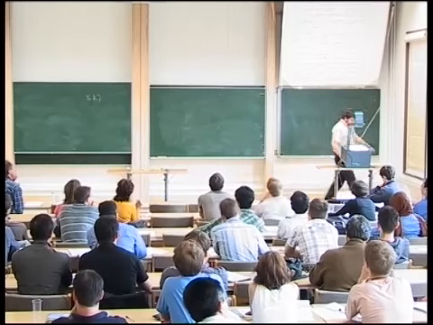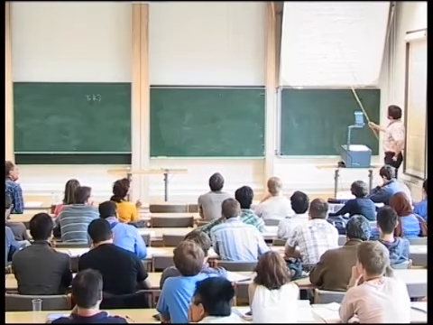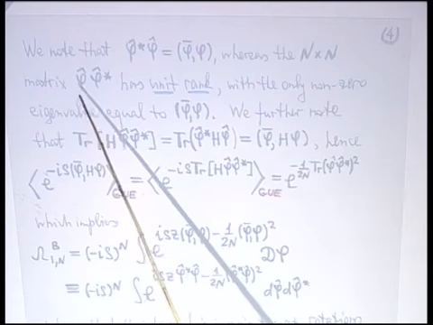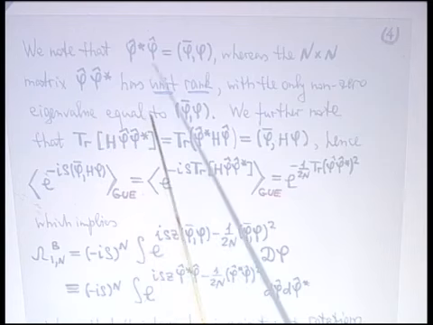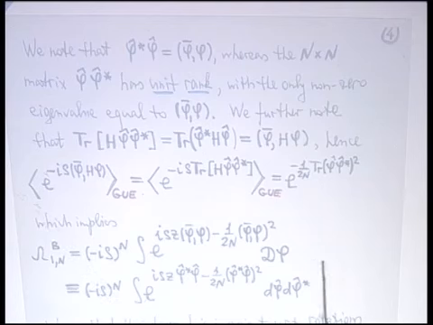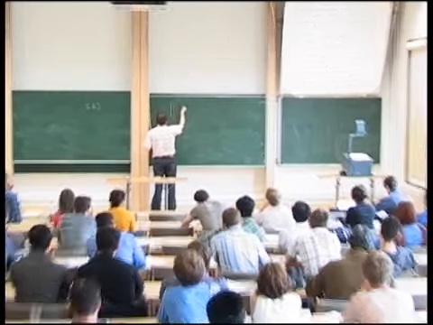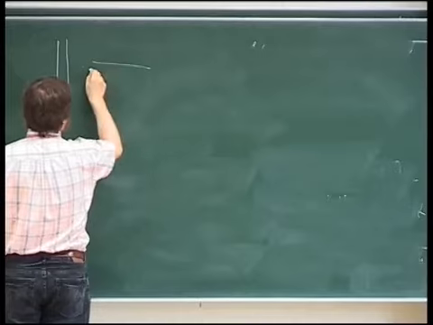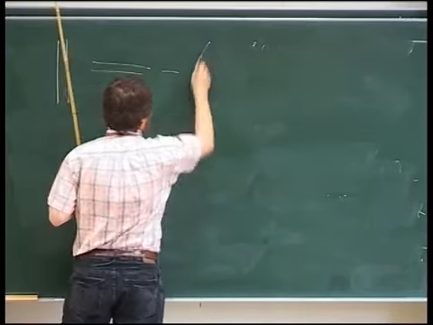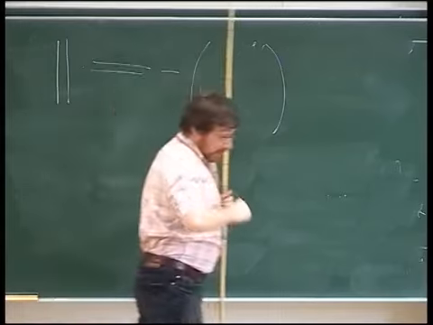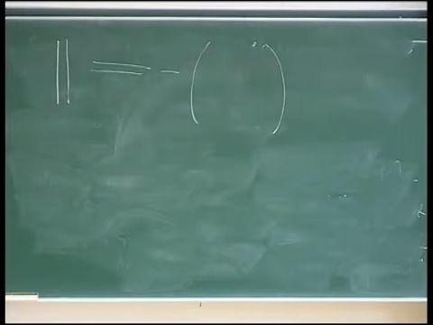Now, let us consider the product of phi with phi conjugate. This is a product of a column matrix with a row. So obviously the result will be an n by n matrix. But this n by n matrix is a very specific one.